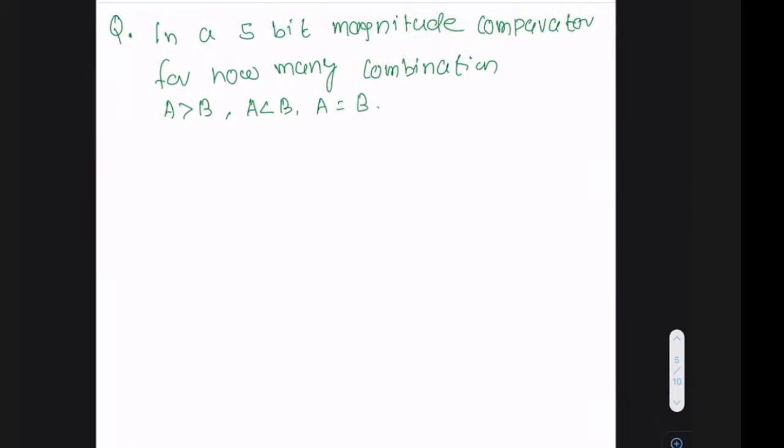In a 5-bit magnitude comparator, for how many combinations is A greater than B, A less than B, and A equal to B? What is the meaning of a 5-bit magnitude comparator? If I am saying it's a magnitude comparator, A is a number and B is a number. So this A is of 5 bits and B is of 5 bits. That is, the individual numbers are 5 bits.